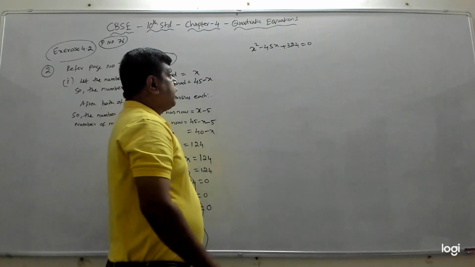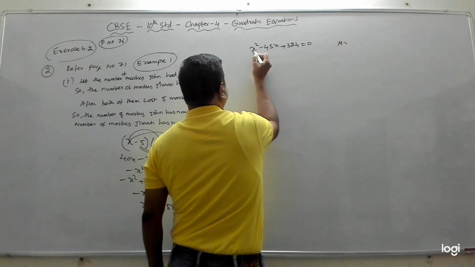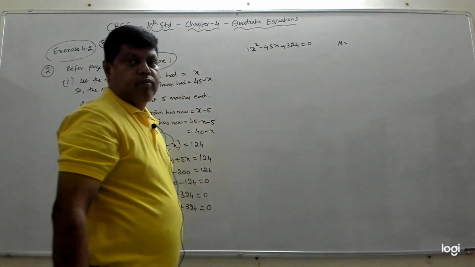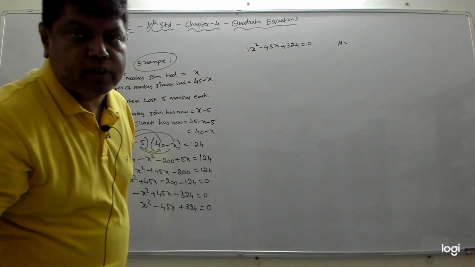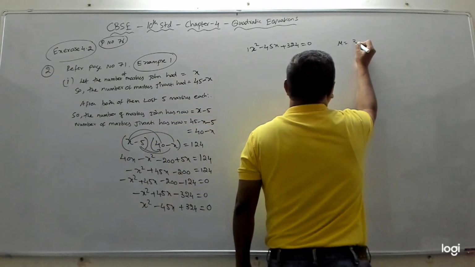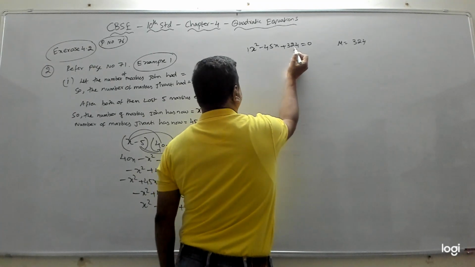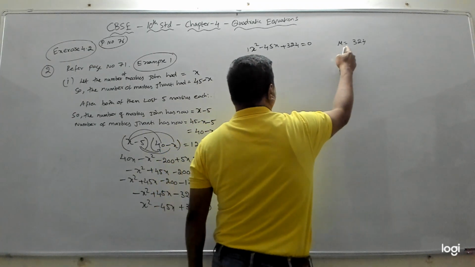Right, now again when we multiply the two numbers, what is the number here before x square? 1. Before x square, the number that I have is 1. So 1 into 324 is 324. You should always take the quotient of x square, multiply with this number. Then when you multiply two numbers, you get 324.